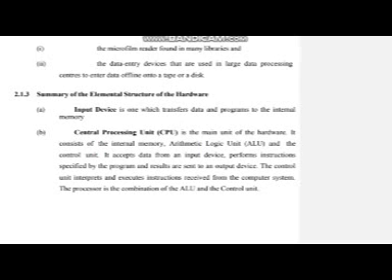B, your central processing unit is where all the arithmetic computation takes place in your computer system. As you can see, it says it is the main unit of the hardware. It consists of internal memories, arithmetic logical units, and a control unit. It accepts data from an input device, performs instructions specified by the program, and results are sent to an output device. You can write those down.